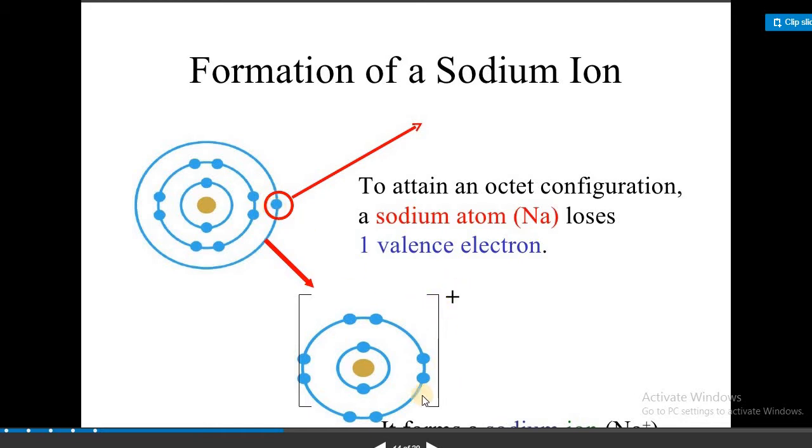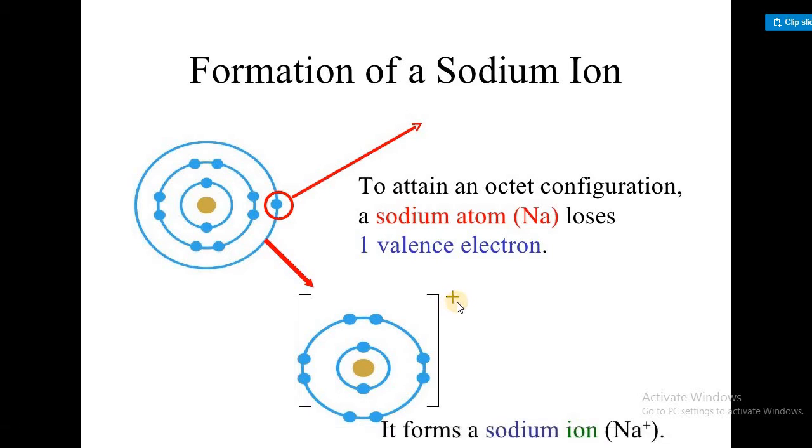So in the square bracket we are going to show it, and we put a positive sign over it. This positive sign completely depends on how many electrons the atom has lost. In this case, as sodium has lost just 1 electron, we are going to put just 1 positive. You can write positive 1, you can write 1 positive, or you can write just positive if it is 1. So this is how we show the sodium ion formation, or how we can draw the sodium ion.